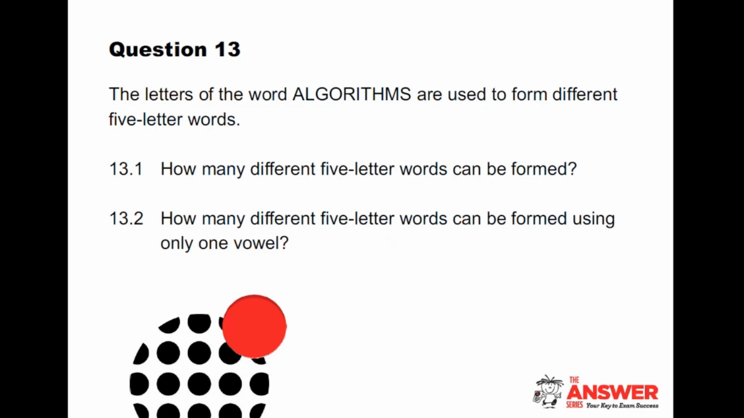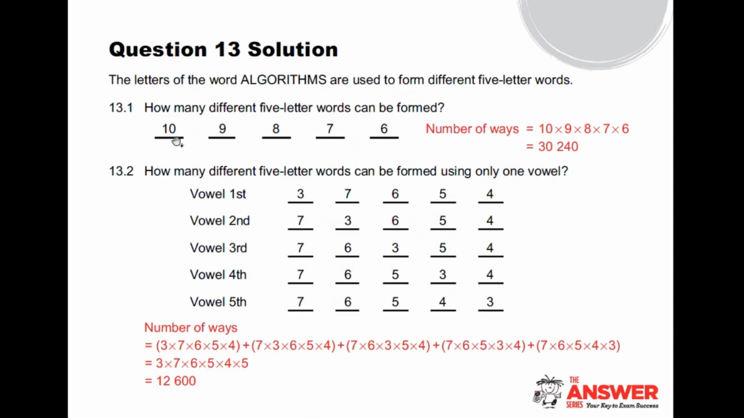Okay, slots. I do slots all the time. So these are my slots, 5-letter words. Even though it's a 10-letter word they gave you, we're only making 5-letter words. How many different letters can go in the beginning? 10, because there are 10 there. How many can go in the second slot? 9, 8, 7, 6. It's not a factorial, so it's just 10 times 9 times 8 times 7 times 6. Use a calculator.